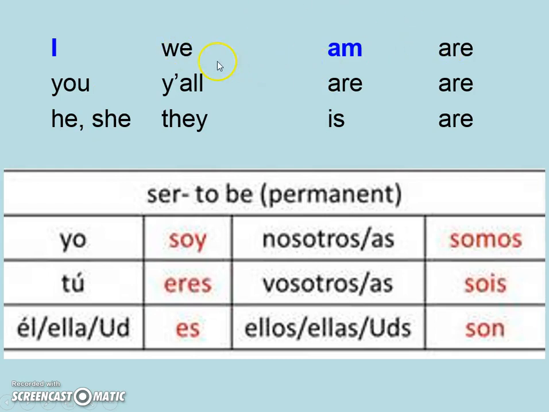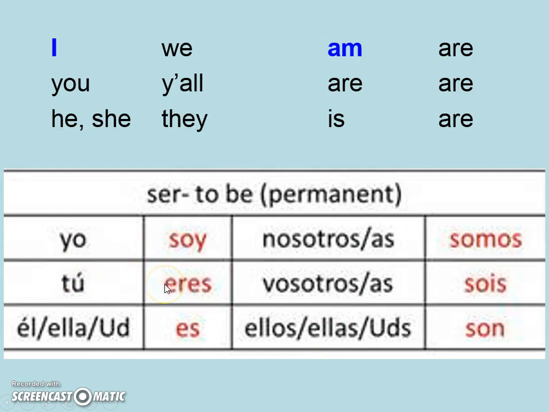We are, y'all are, and they are. That's how we say it in English. Okay. In Spanish, we're going to have our subject pronouns right here on the left in this little table that go with these three, which are our first, second, and third singular persons. Or we're going to go over here and we're going to have our plural persons, our first, second, and third plural. So yo soy means I am.